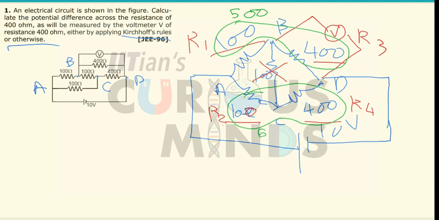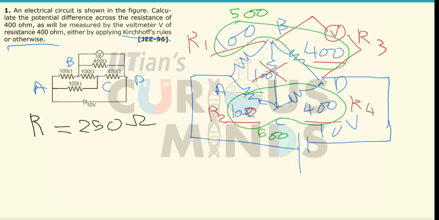Equivalent resistance in this case is equal to 500 ohms. Both of them are in parallel, so the equivalent resistance will be 500 and 500 in parallel, which is 500 by 2, equal to 250 ohms. So the total equivalent resistance is 250 ohms.